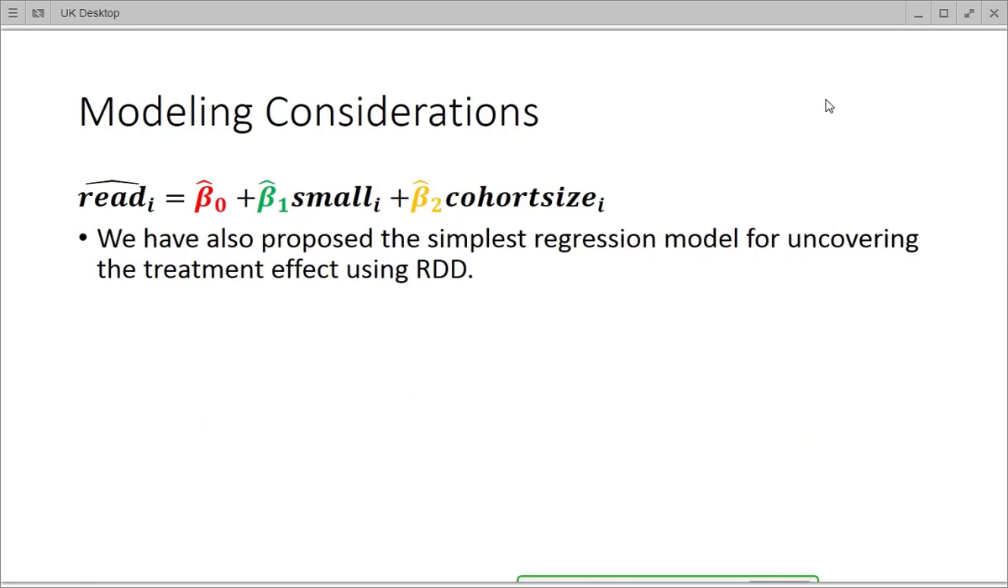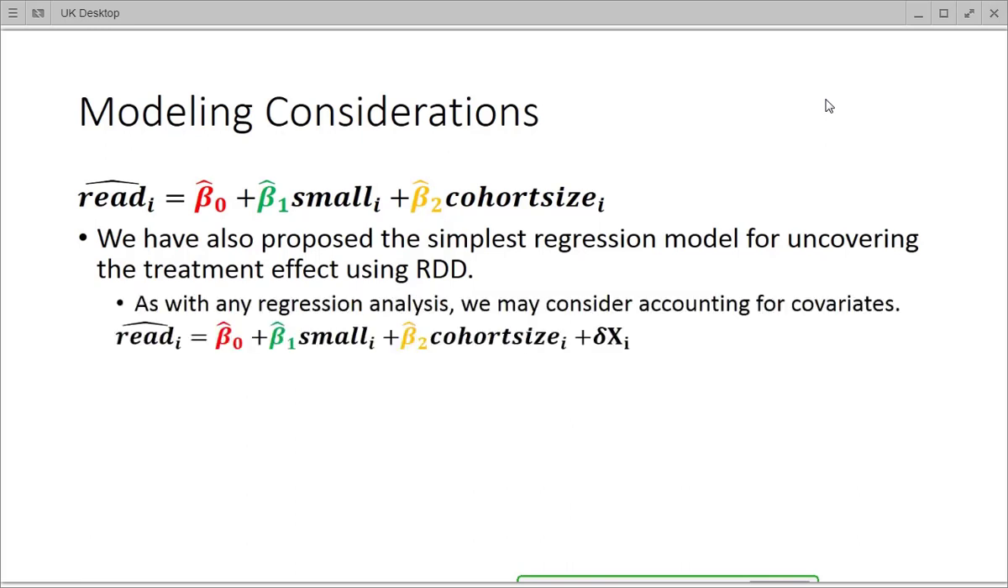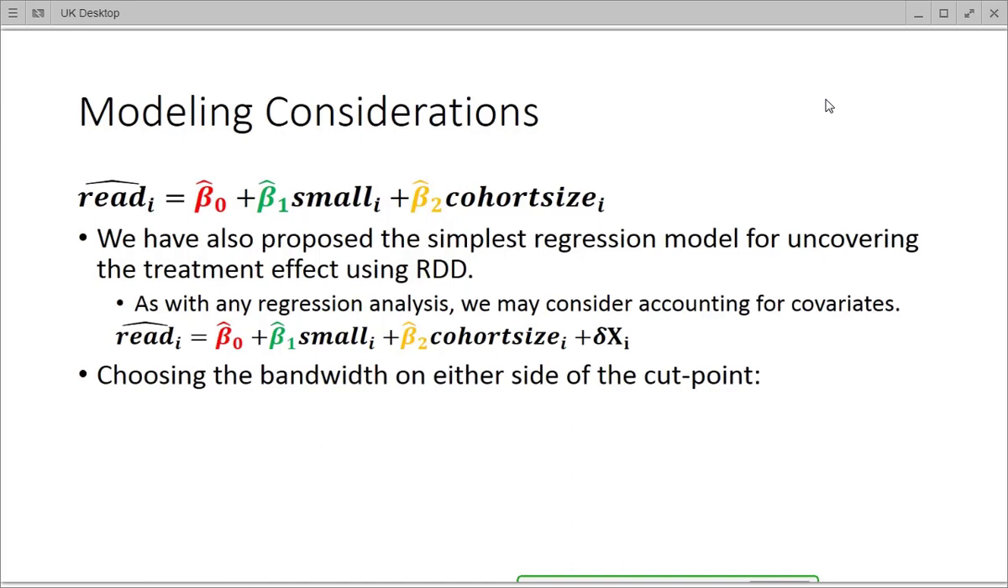Now, I've also just proposed the simplest model for uncovering the treatment effect using a regression discontinuity design. As with any regression analysis, we may consider accounting for covariates for all of the individuals in the data set. So other background characteristics that might influence why a student is attending a school with a cohort of a certain size and their reading test scores. We could account for school characteristics in here, turn this into a multi-level model. We could look at how this changes over time or across grade levels, anything else, and how you would build up your regression analysis model would still come into play here.